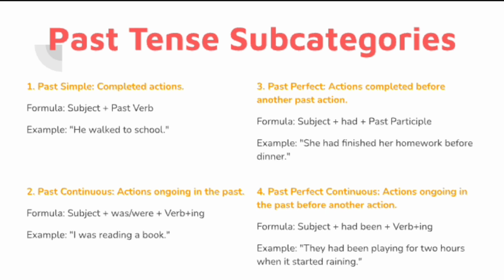Now let's dive into the subcategories of the past tense. The past tense is all about actions that happened before. Understanding this will help you describe different kinds of actions in the past more accurately.